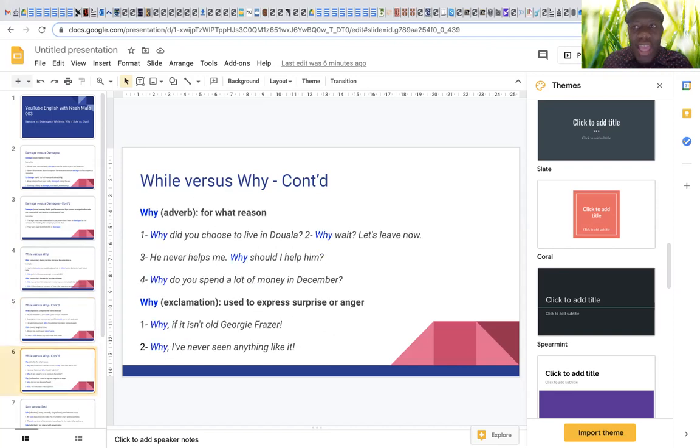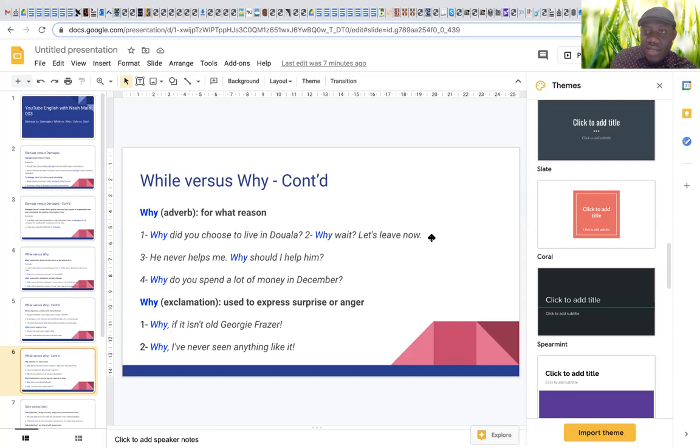And now, while is often confused with why. A few people I see confuse the use of while, as we have just discussed above, with why, not while. And in the case of why, it is an adverb and it means for what reason. So if I say, why did you choose to live in Douala? It means, for what reason did you choose to live in Douala?